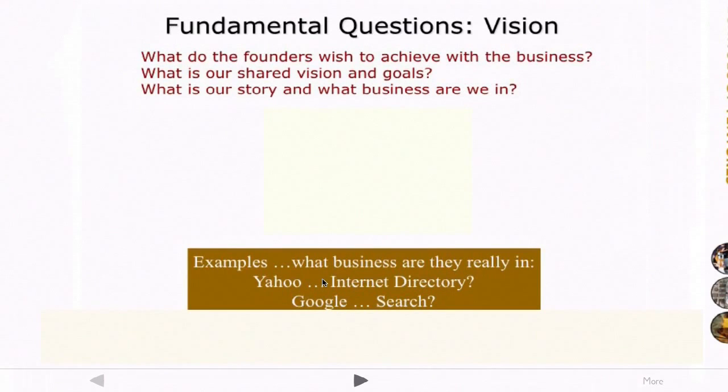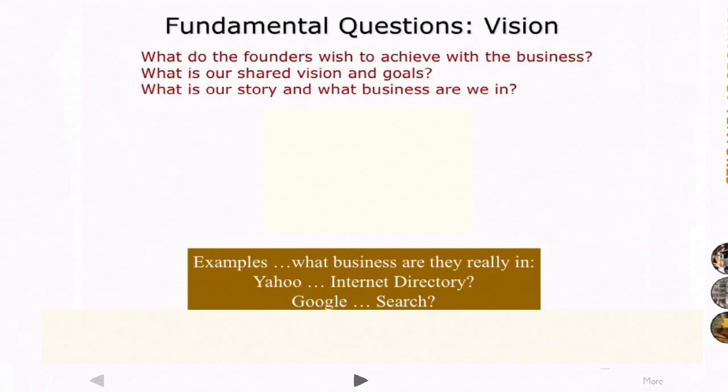So the fundamental questions under the vision step are, what do we as the founders want to achieve in this business? You have to think through, what business are we in? What's the story of the business, and what are the shared vision and goals that you're entering into together as co-founders? So think about your own venture ideas. Even if you haven't settled on one yet, think about, what business are you really in? What's the broader vision that's motivating this business?